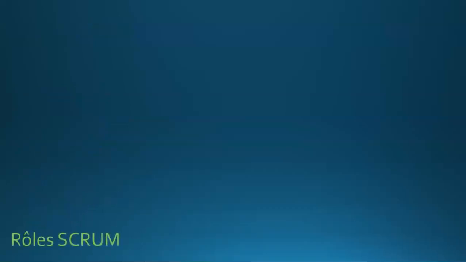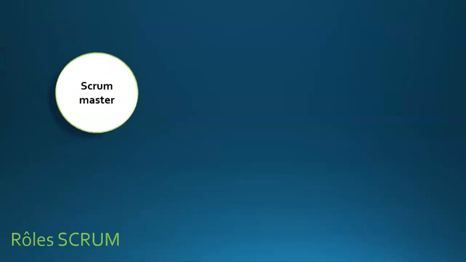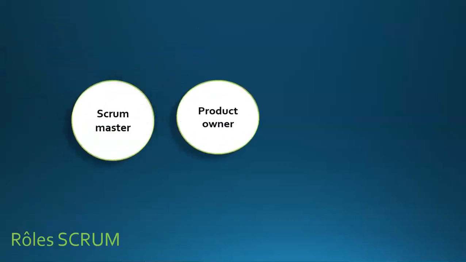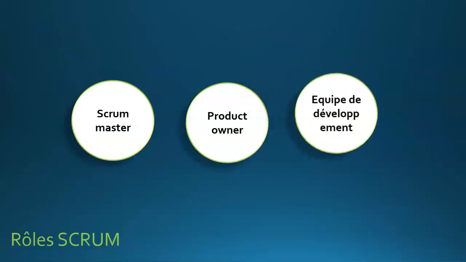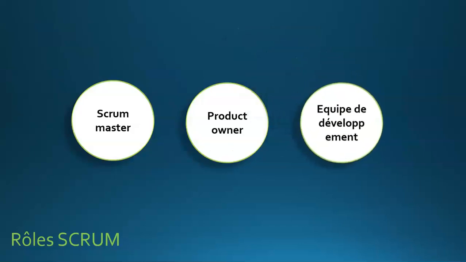Next, we will see the rules. As you have understood, Scrum is very simple. It's about simplicity, minimalism, and delivering value. What allows us to do this is that in Scrum we have 3 roles: the Scrum Master, the Project Owner, and the development team.